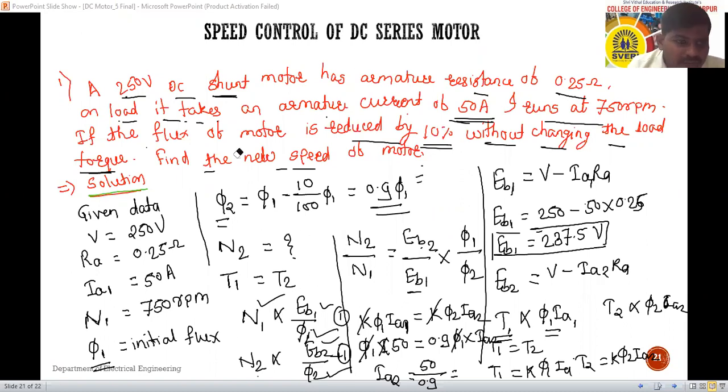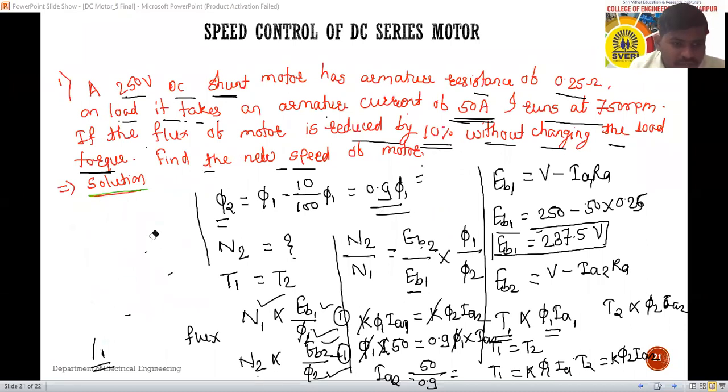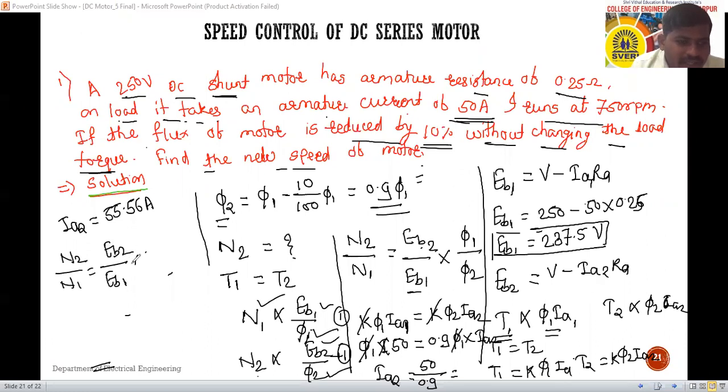So I will rub this given data. इकडे लिहितो मी. Okay. See, Ia2, that is current Ia2 is equals to 55.56 ampere. आता आपल्याकडे ऑल व्हॅल्यूज आहेत. Just put that value in this equation. या इक्वेशन मध्ये पुट करा. That is N2 divided by N1 is equals to EB2 divided by EB1 into phi 1 divided by phi 2.